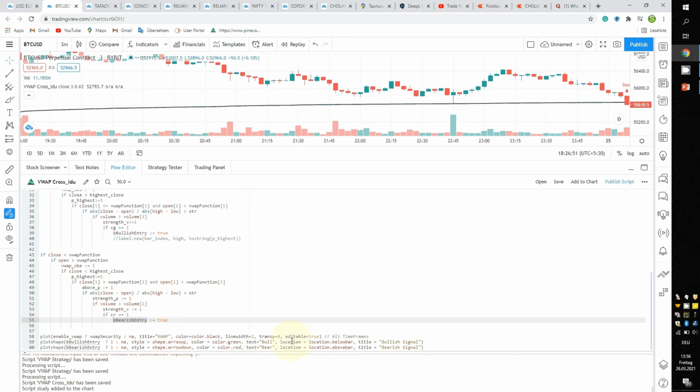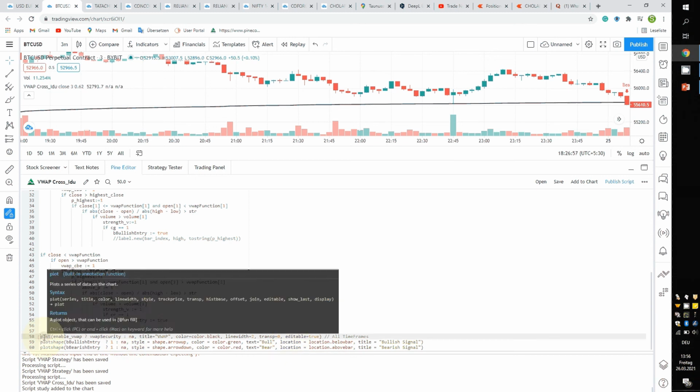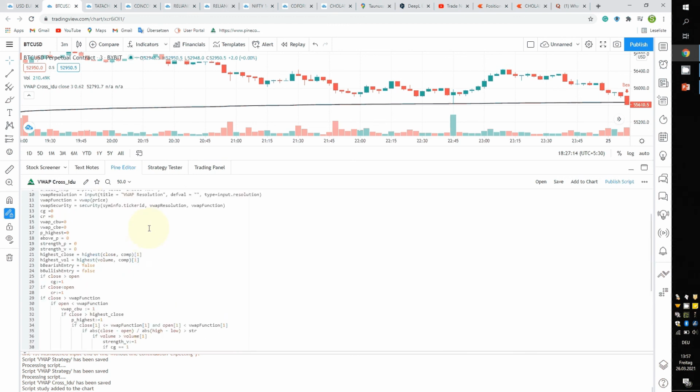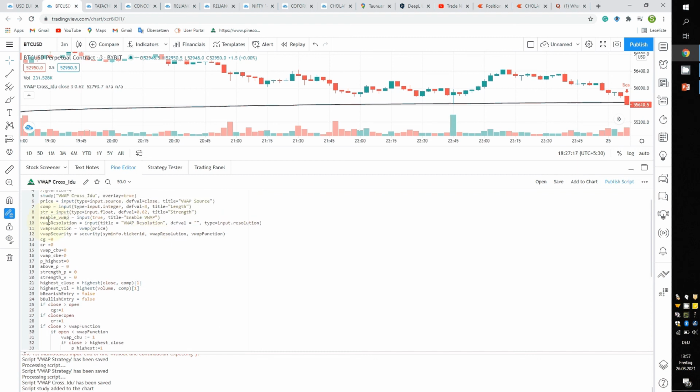Now the last part is plotting them on your script. First of all, we want to plot our VWAP line. As I said, if enable VWAP, this is a Boolean, so you don't need to worry. Where is this Boolean coming from? This was our input variable, enable VWAP. This is an input function, and the default value is always true. If this is ticked as true, it will plot the VWAP line. If it is not ticked, it won't plot the VWAP line.